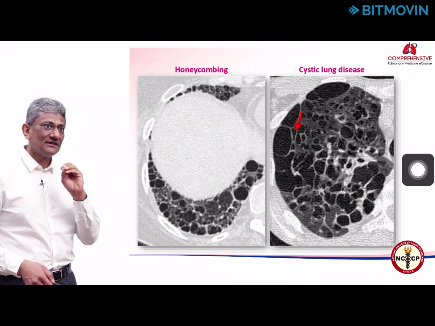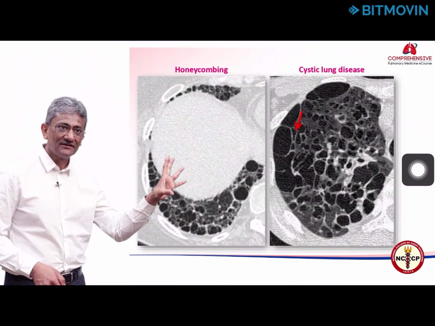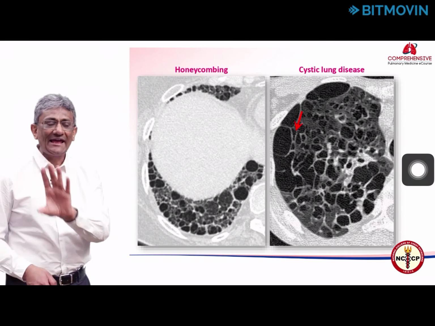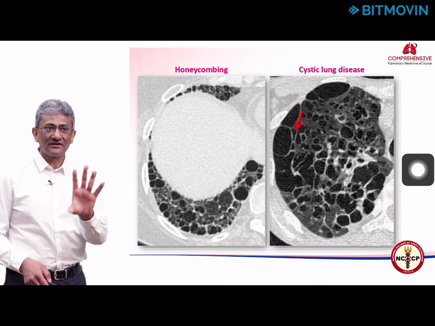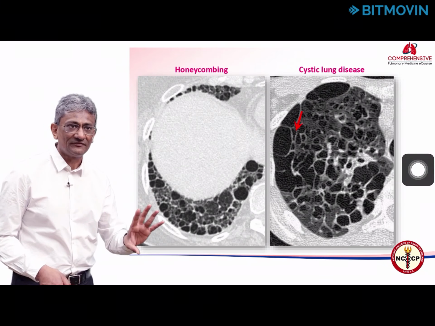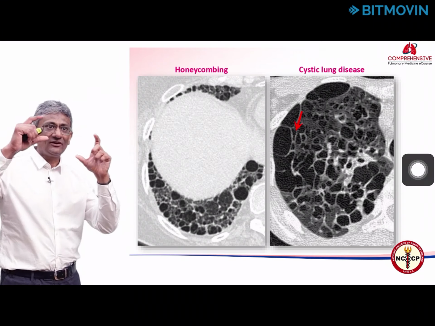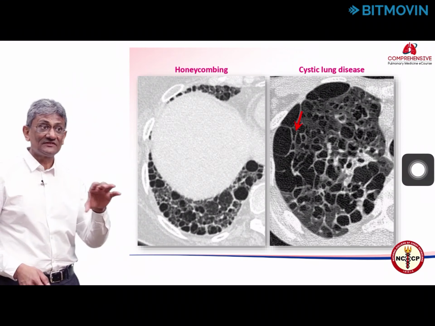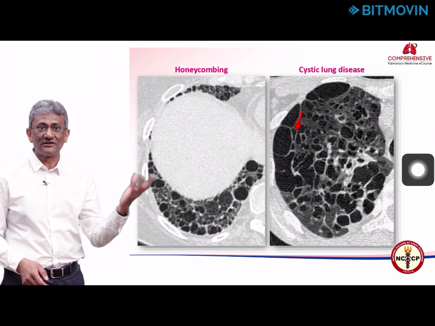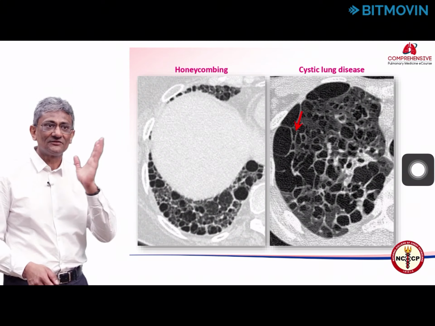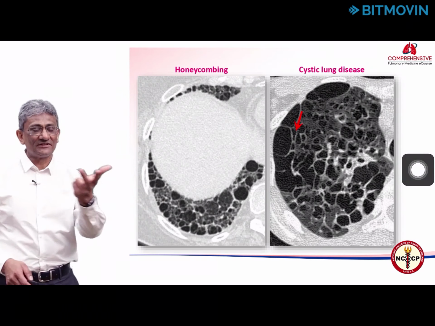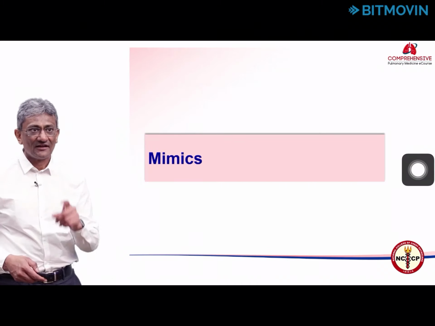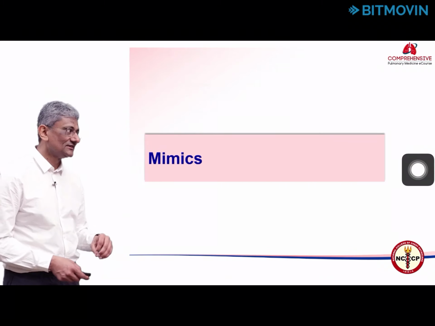These four cystic conditions, honeycombing, bronchiectasis, centrilobular emphysema, and cystic interstitial lung disease, would account for more than 90 to 95% of all black hole diseases in the lungs. There is another way of looking at them: cysts with walls, cysts without walls. Cysts without walls would be centrilobular emphysema, cysts with walls would be honeycombing, bronchiectasis, and cystic interstitial lung disease. There are mimics as well, and we need to be a little surer of them.